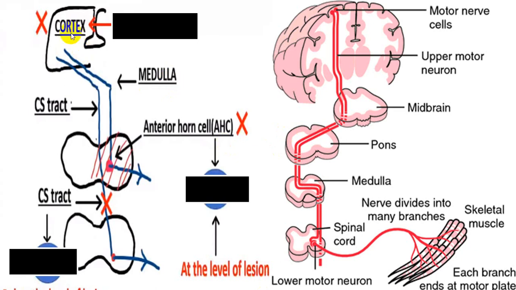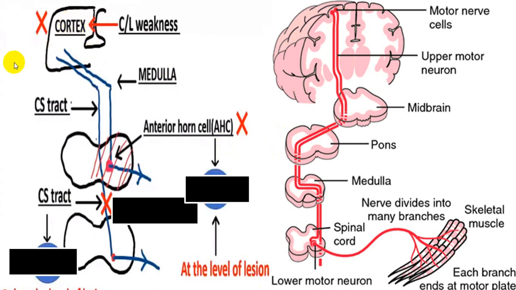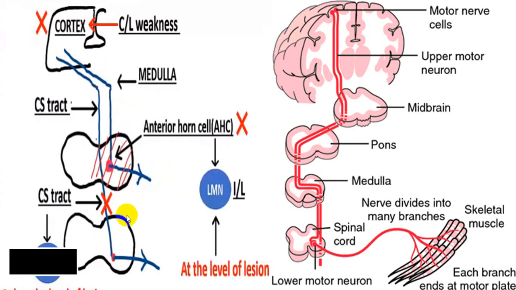So if you get damage in the cortex, you will have the opposite half of the body getting involved. We'll label that as a contralateral hemiplegia. So it will be hemiplegia on the opposite side. As you come down after crossing, if you get damage in the pyramidal tract, that will be on the same side, we call ipsilateral hemiplegia.